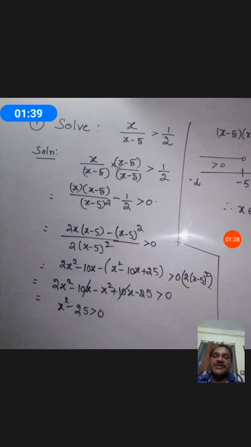Now the second step: that 1 by 2 we bring to the left side, that means by subtracting 1 by 2 on both sides. x into x minus 5 by x minus 5 whole square minus 1 by 2 greater than 0. Now take the LCM. You will get 2 times x minus 5 whole square in the denominator, and 2x times x minus 5 minus x minus 5 whole square greater than 0. Now you try to simplify that.